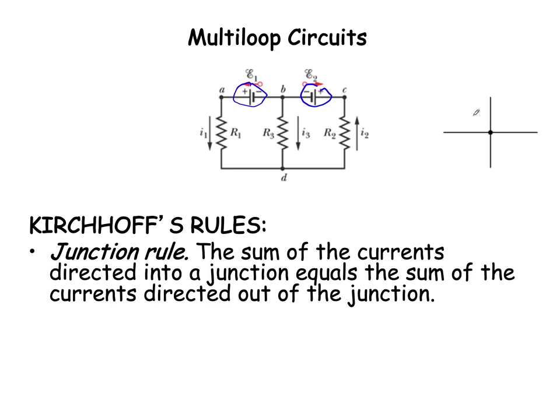So for example, here's a junction. A junction is just where wires converge. Say for example, I had 2 amps going in this way, 3 amps going out this way, and 5 amps going in this way. Could you please tell me what the current is through this wire?